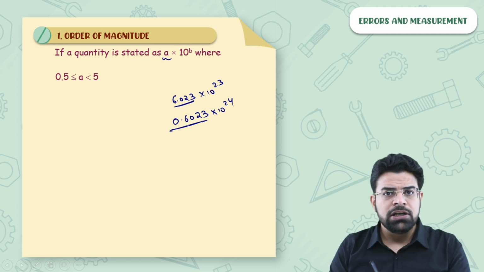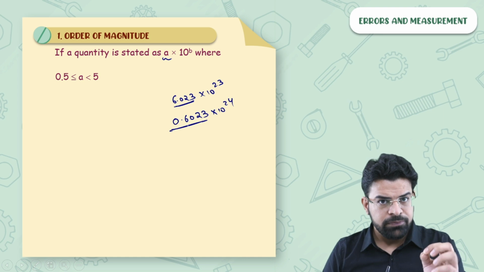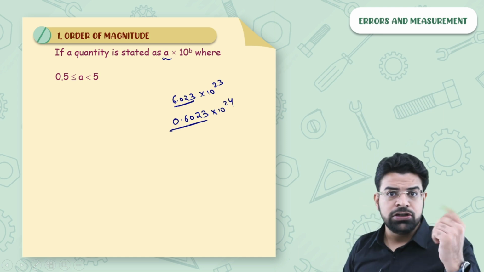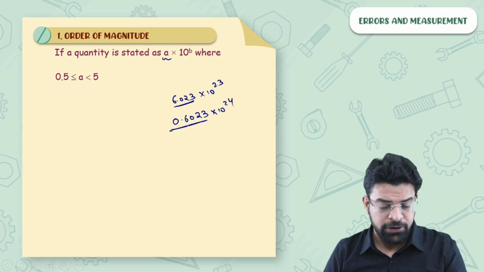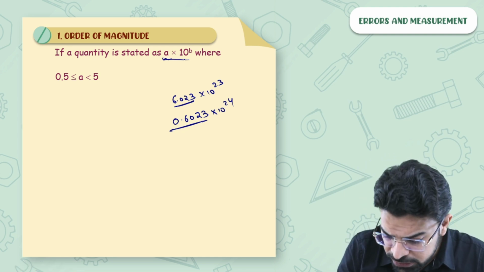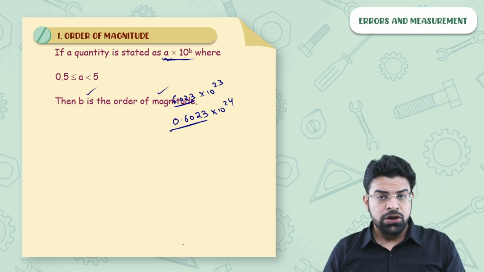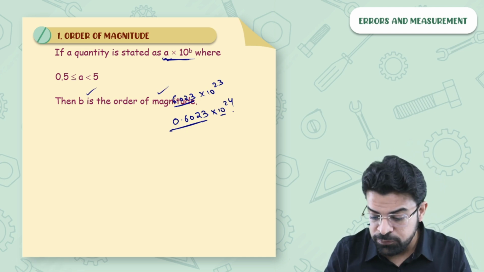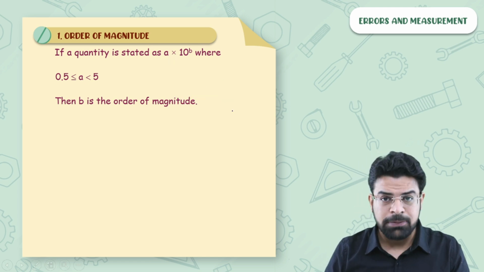So how to find the order of magnitude of any quantity? Rewrite the quantity in the format a into 10 raised to the power of b such that a lies between 0.5 and 5. When you write the quantity in such a way, then b is the order of magnitude. So for 1 mole, the order of magnitude is 24. Okay, let's practice some questions here.